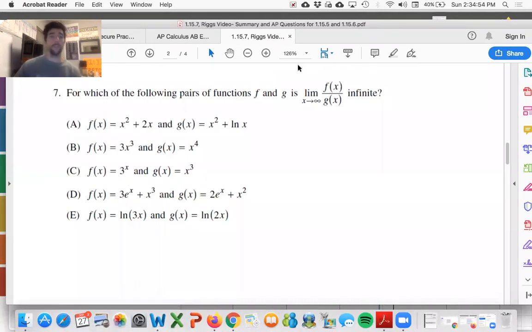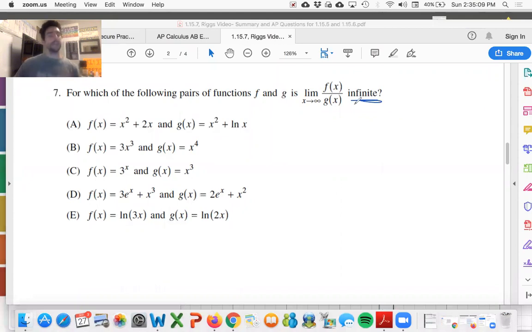So this question is asking which of the following pairs of functions f and g has the limit as x approaches infinity, if I had those functions dividing each other, be infinite. It's a clever way of saying, which function pair would make the limit as x goes to infinity be infinity? Knowing how we compare rational functions as their limits go to positive and negative infinity, we can find the right pair.